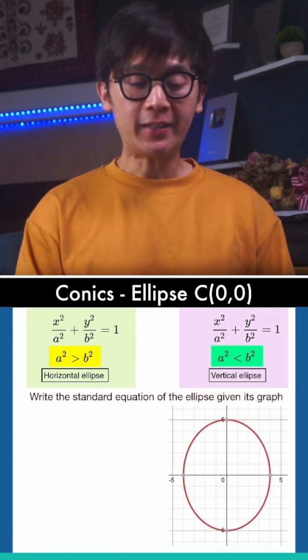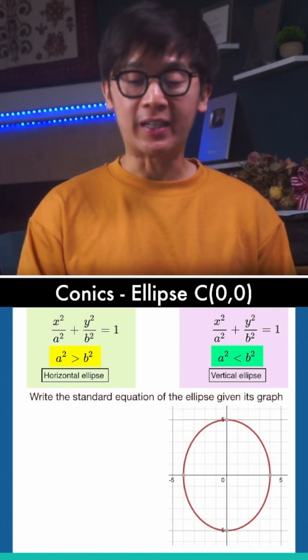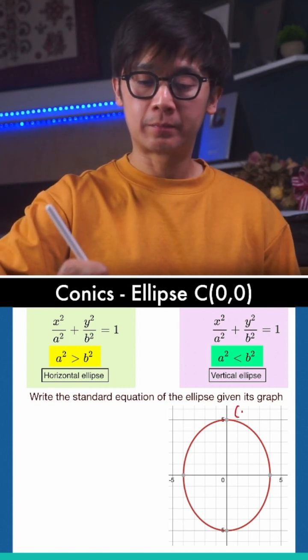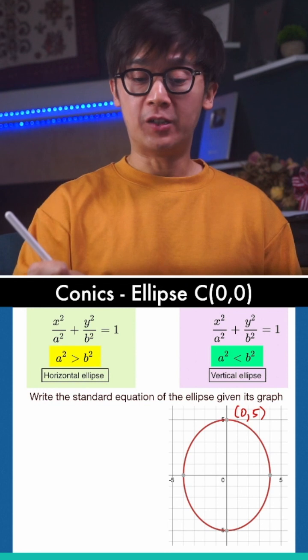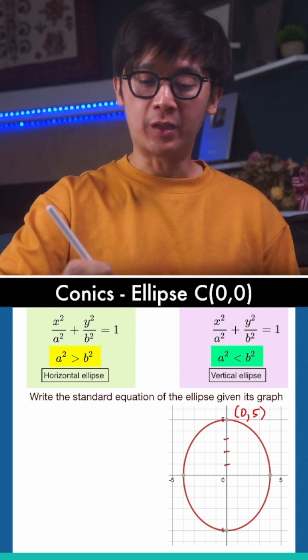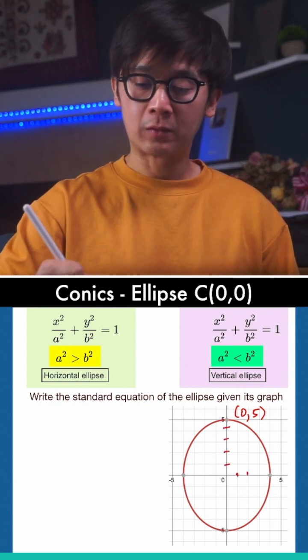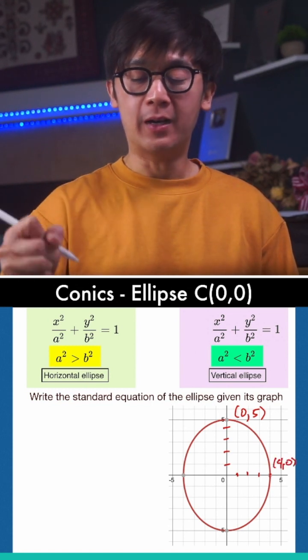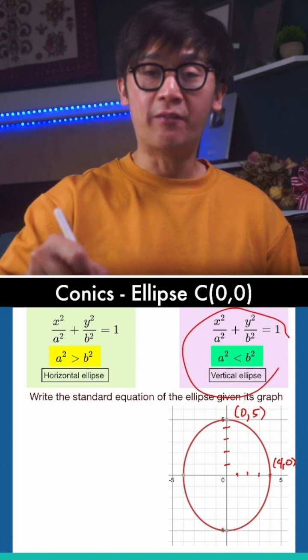Now, kunin naman natin yung standard equation ng ating ellipse given the graph. Kukunin natin yung mga vertices natin. The first vertex would be at 0, 5. 1, 2, 3, 4, 5. And then, yung ating x-axis will be at 4, 0. So this one is a vertical ellipse.